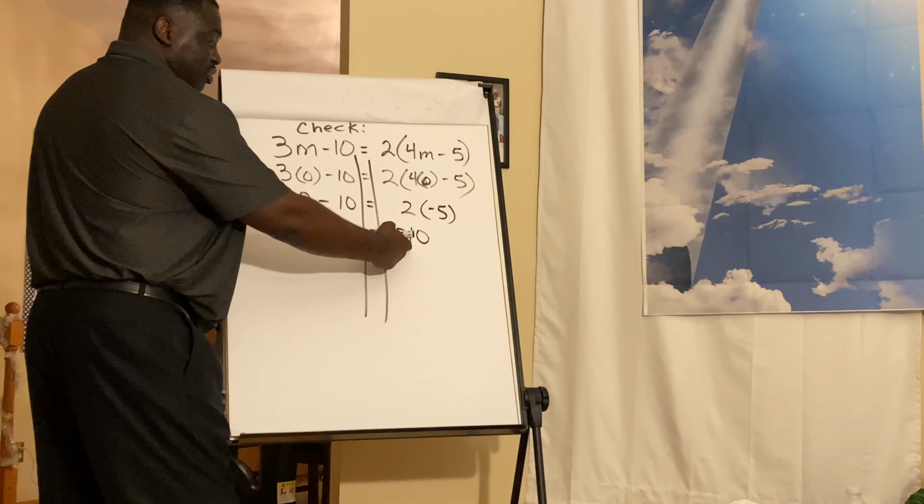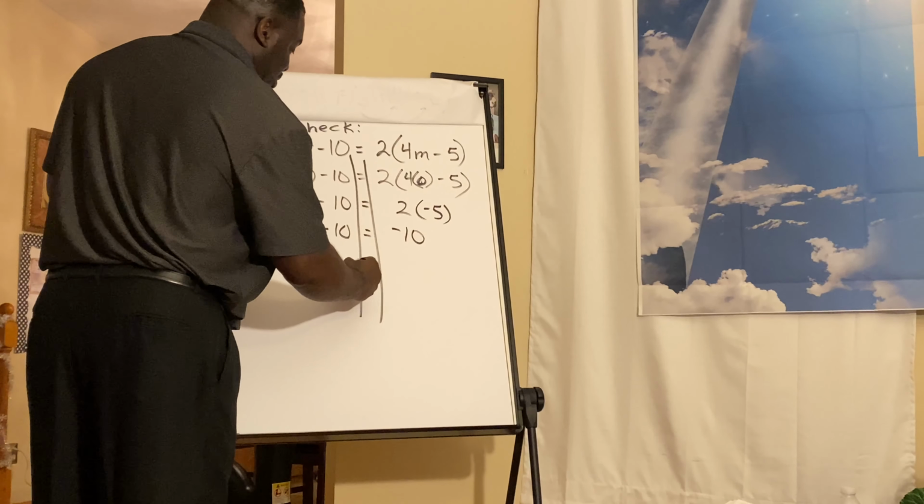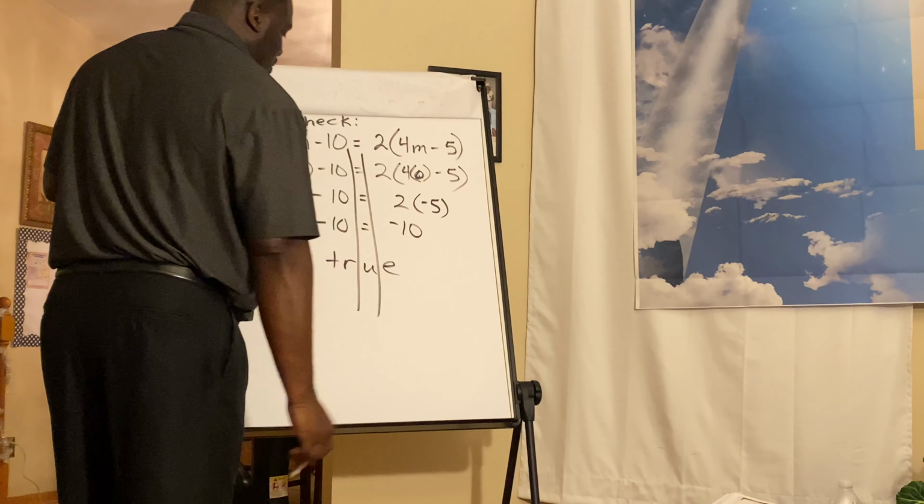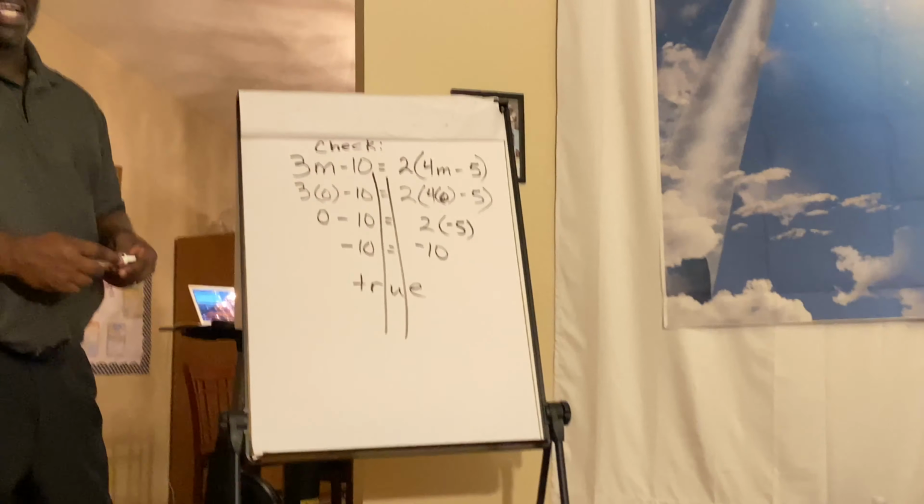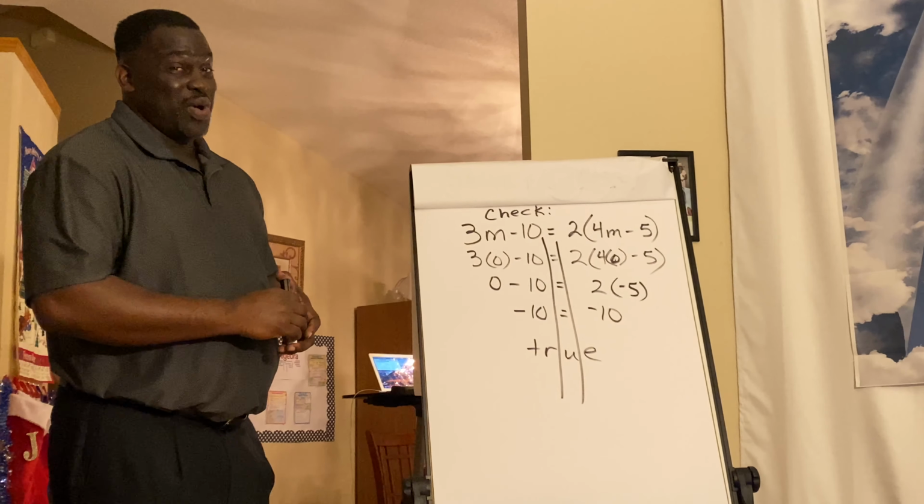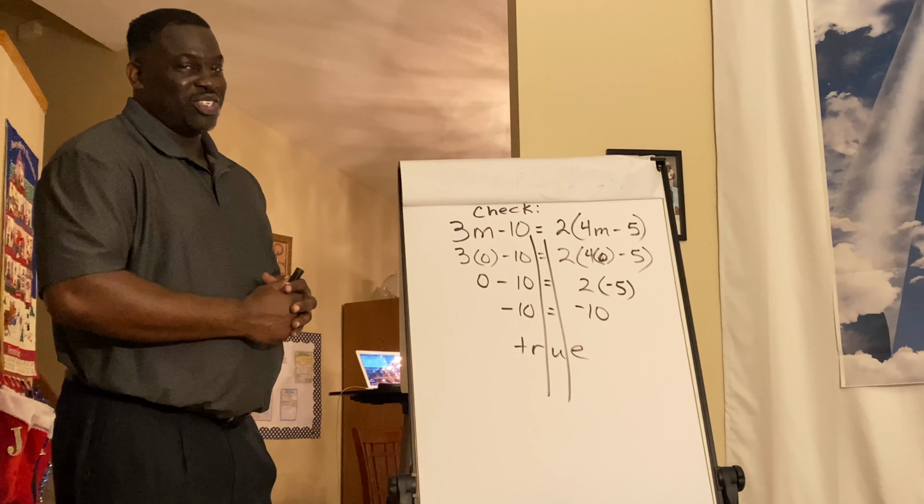So negative 10 equals negative 10. So this is a true statement. We will write true. So we just checked it. Both sides equal. Balanced equation. It's all good. All right.